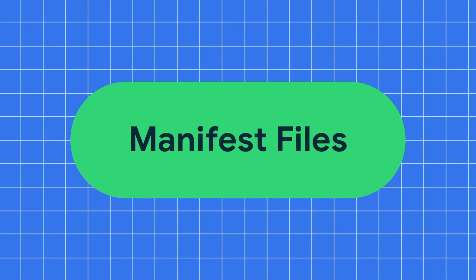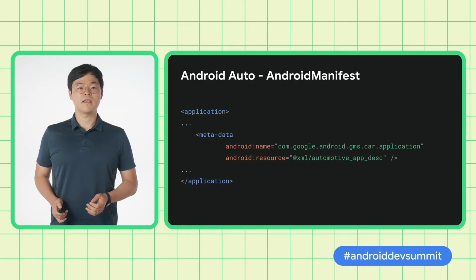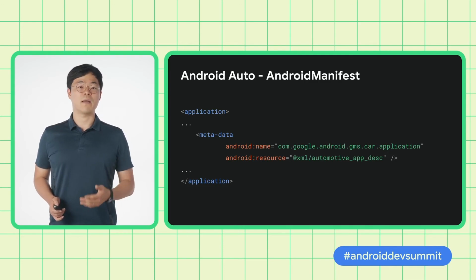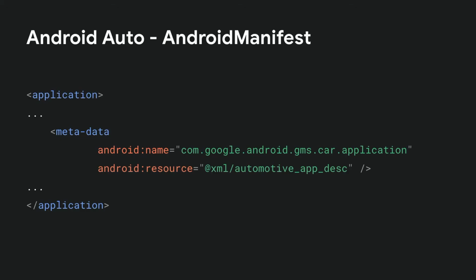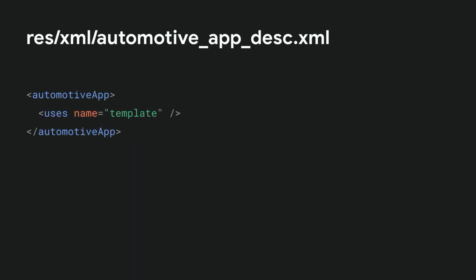Congratulations for finishing the code section. We're almost there. In the next section, we will go over the manifest files for Android Auto and Automotive OS build targets. In the Android Auto manifest file, we add this metadata in our application element. This metadata allows Android Auto to identify your app as a car app. We also place the corresponding XML file in our resources directory.